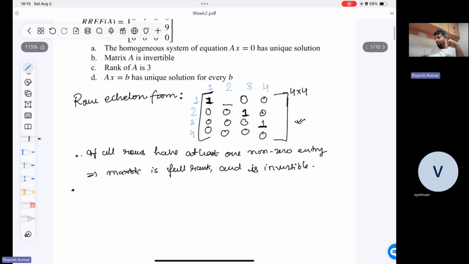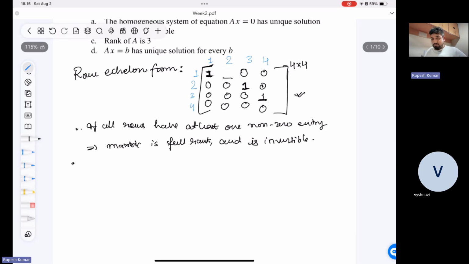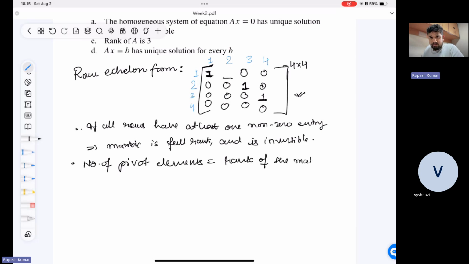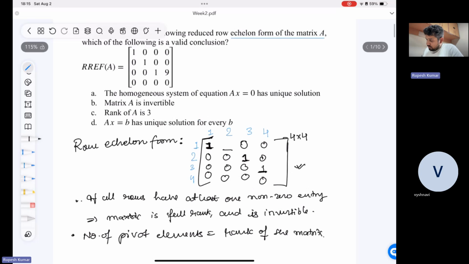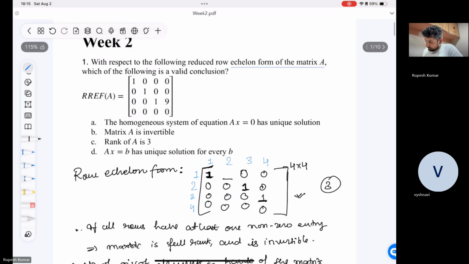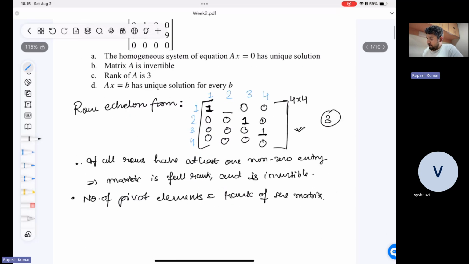Moreover, from the row echelon form, we already know one general property, that the number of pivot elements is equal to the rank of the matrix. Fine. So for the example that I have taken, the rank is 3, right? By full rank we mean the rank of the matrix is equal to either the number of rows or the number of columns, whichever is smaller, right?